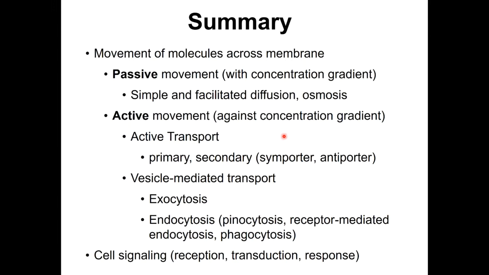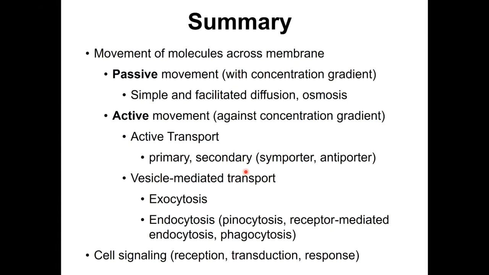In some cases, again, instead of moving one molecule at a time, you can move large amounts of molecules or large objects through the production of vesicles. So we talked about exocytosis and endocytosis, whether pinocytosis, receptor-mediated endocytosis, and phagocytosis. Active transport and vesicle-mediated transport all require energy in order to take place, and therefore they are referred to as active types of movements.